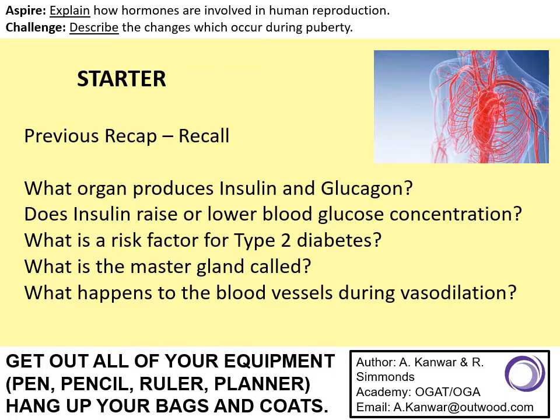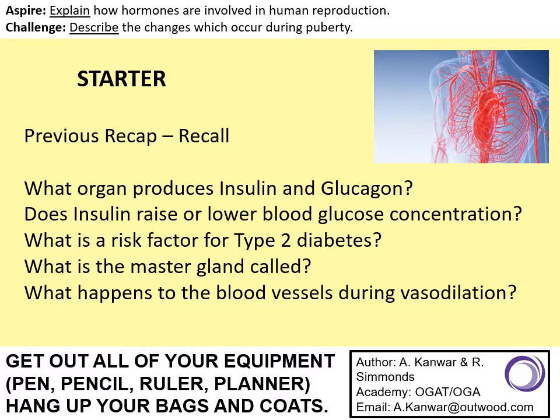And if we remember, it does this in 2 ways. Number 1, it moves the glucose from the bloodstream into the cells for respiration. Number 2, it converts glucose into glycogen, and that is stored in the liver. So those are the 2 things that insulin does.